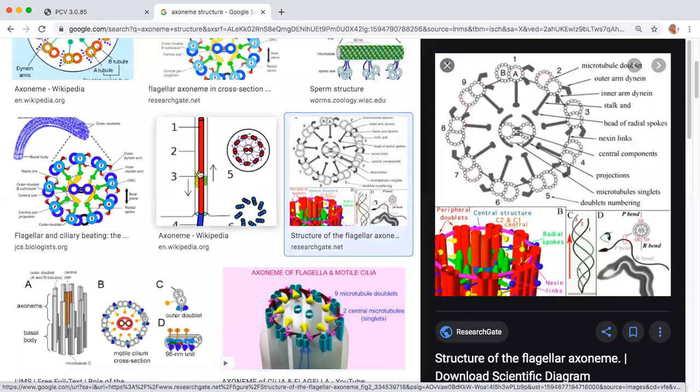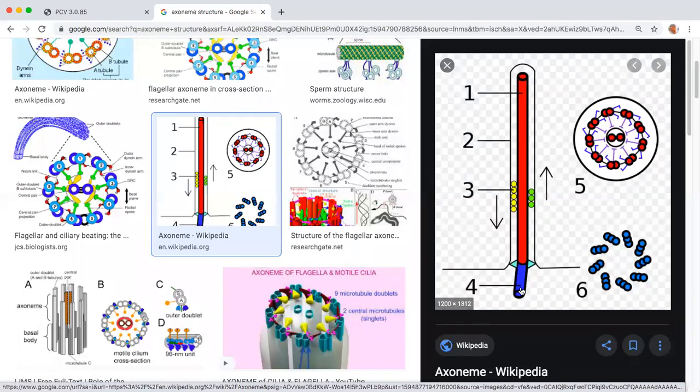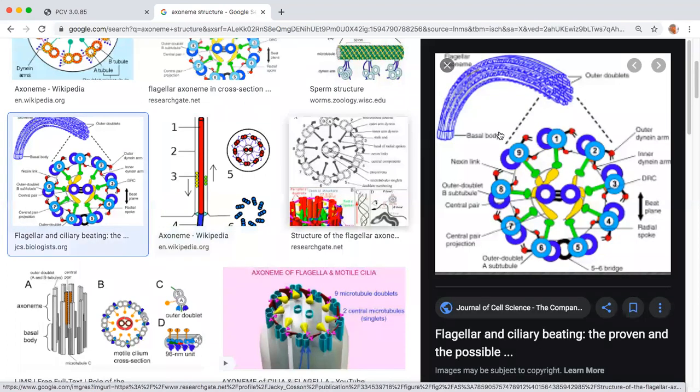So if you're seeing here, this is the core which is there. Okay, so this entire thing is there. This is the axoneme. If you cut the axoneme and see, you will be able to see something like this. So this diagram, you are able to understand. This is the basal body. This is the entire flagella.